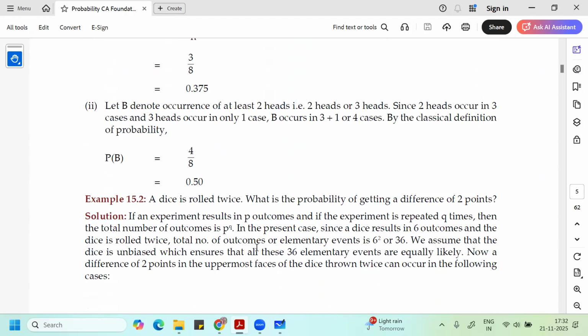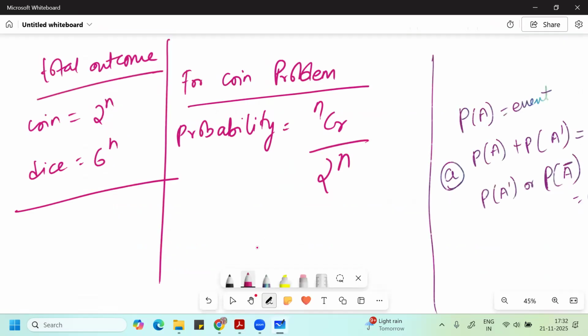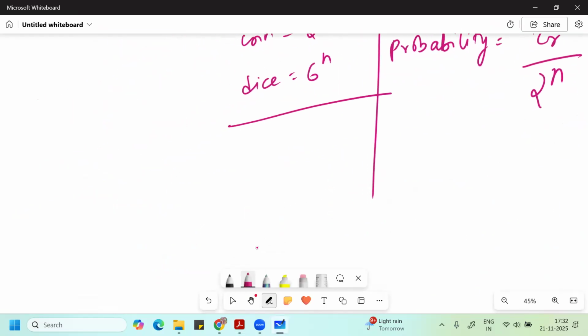A dice is rolled twice. When you are rolling a dice twice, total outcome would be 36. In a dice problem, total outcome would be 6 to the power n. You're rolling a dice two times, so your total outcome would be 6 to the power 2, means 36. What is the probability of getting a difference of 2 points? Difference of 2 points means 1 comma 3 or 3 comma 1. So you have to manually write.